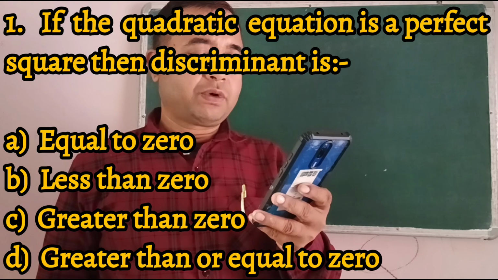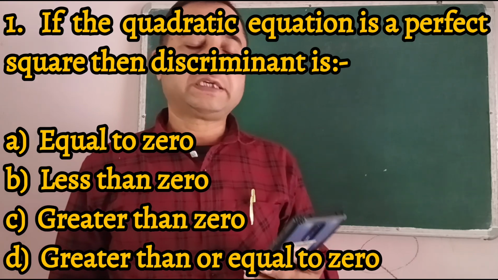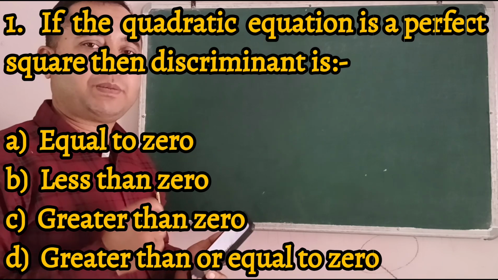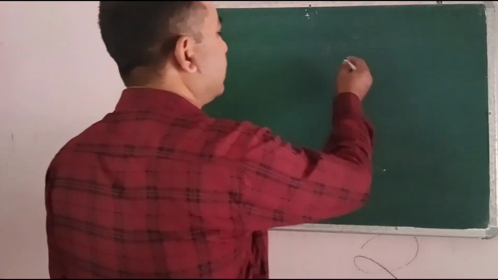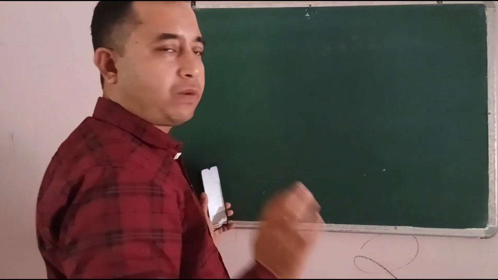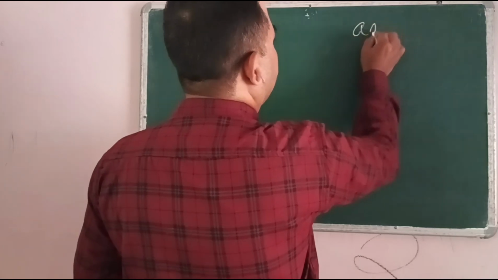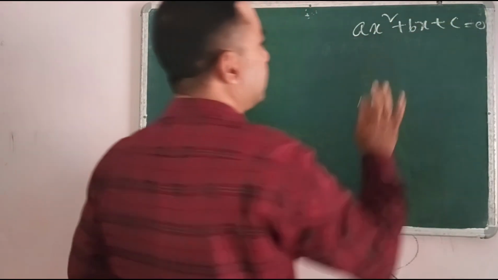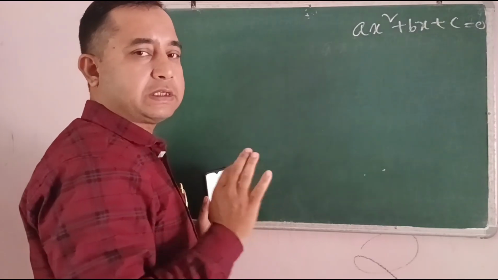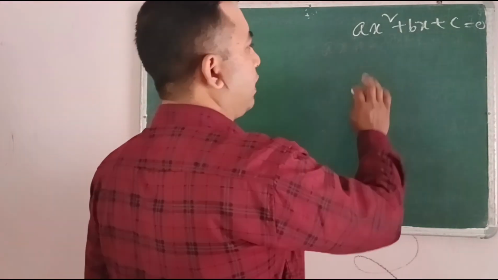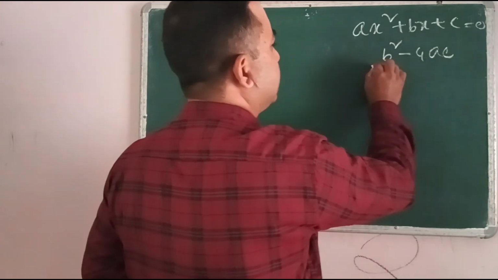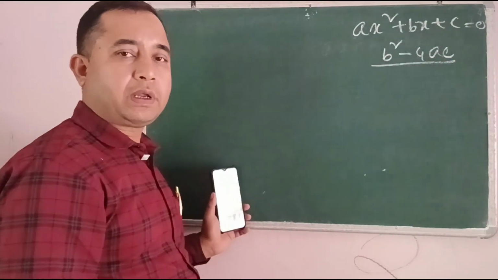If the quadratic equation is a perfect square, then the discriminant is... Here are four options. We have to mention the correct option. The quadratic equation in standard form is ax square plus bx plus c is equal to 0. And what is the discriminant? The discriminant is b square minus 4ac. This is called the discriminant of a quadratic equation.